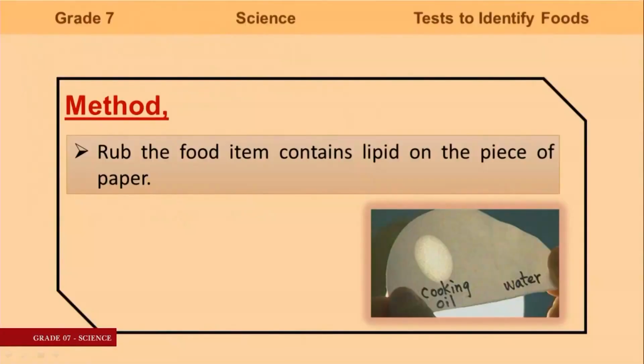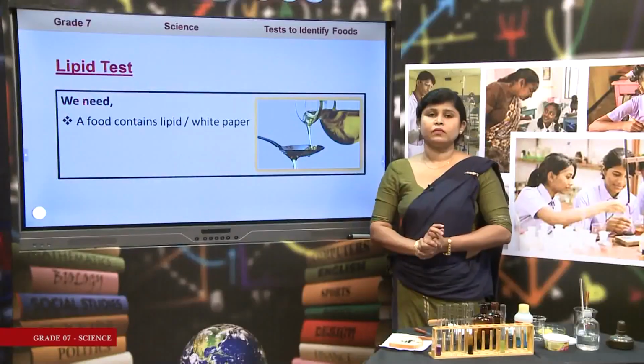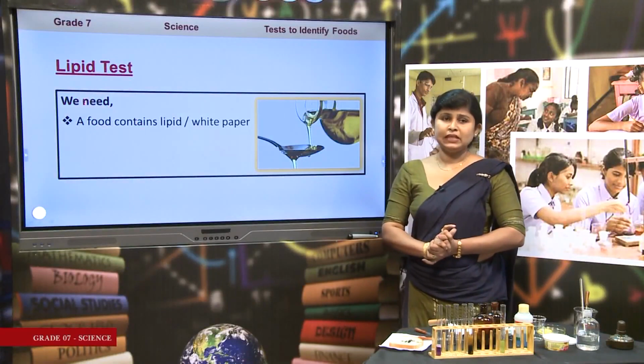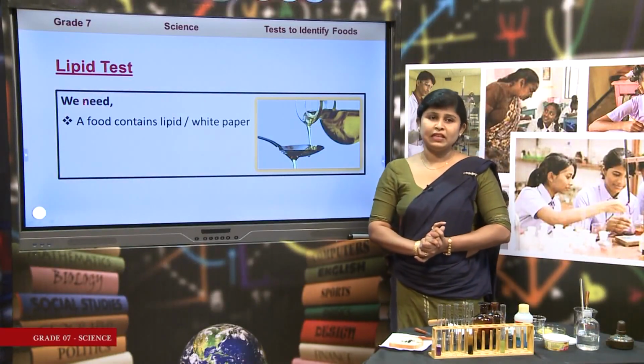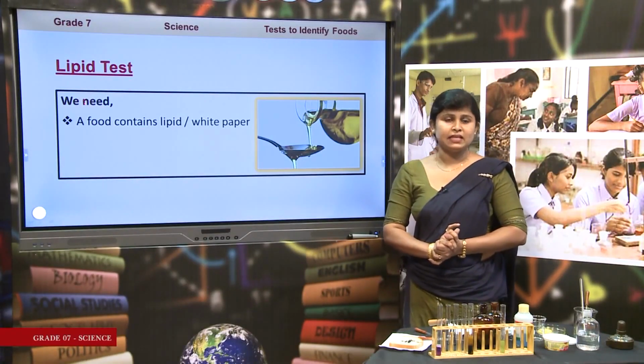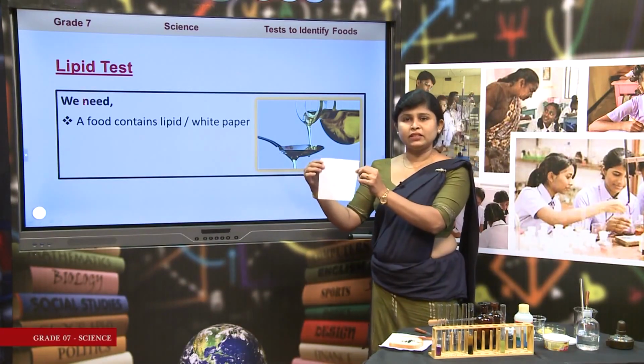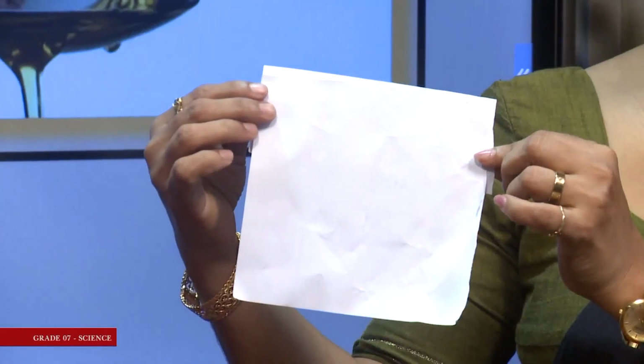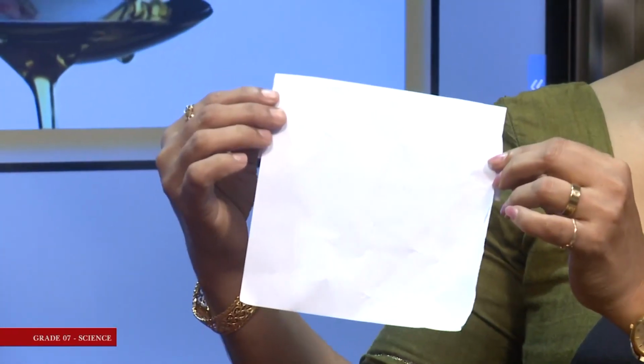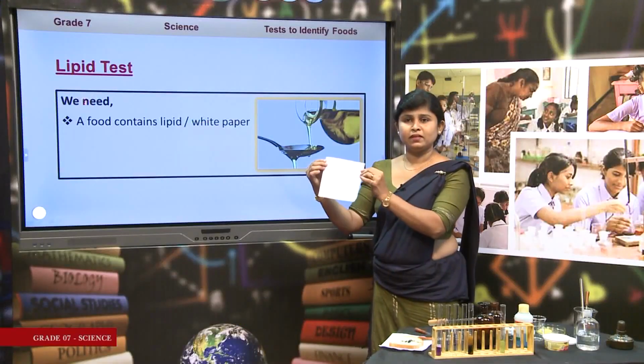Yes, rub the food item that contains lipid on the piece of paper, right? That is really simple. You can do this even at home. Now we are going to do the lipid test to check whether a certain food item contains lipids. You see, I have got a white sheet of paper, nothing on the paper, right?